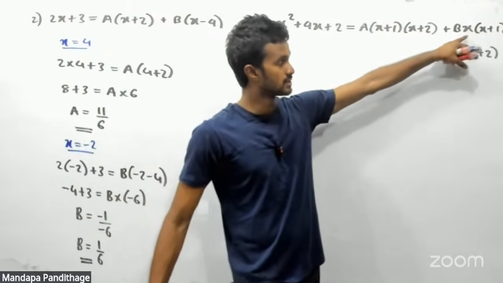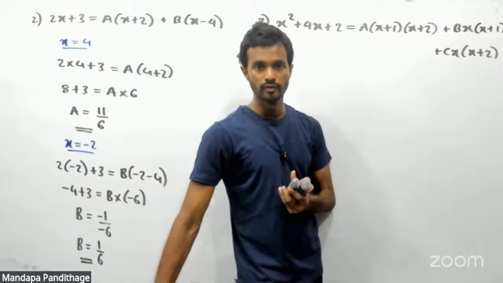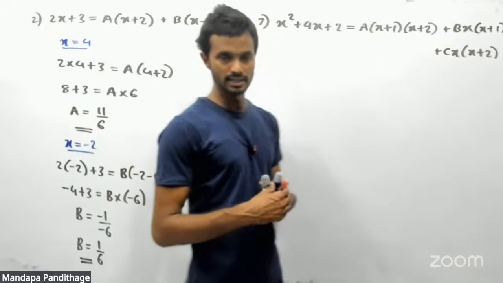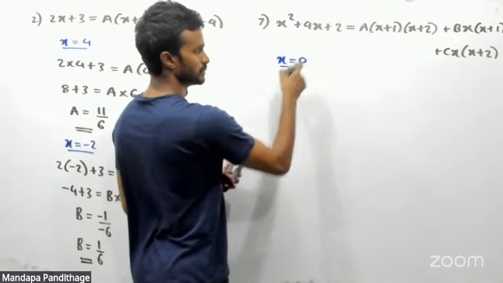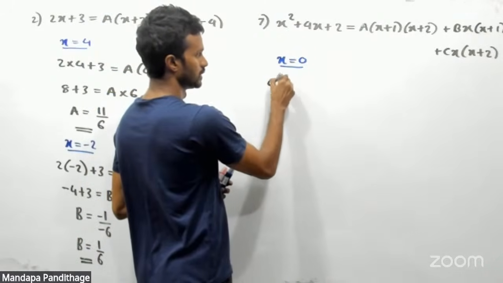You can see this x is common. So how can we make x 0? We have to substitute x equals 0. So I substitute x equals 0. So this is 0. Even this is 0.